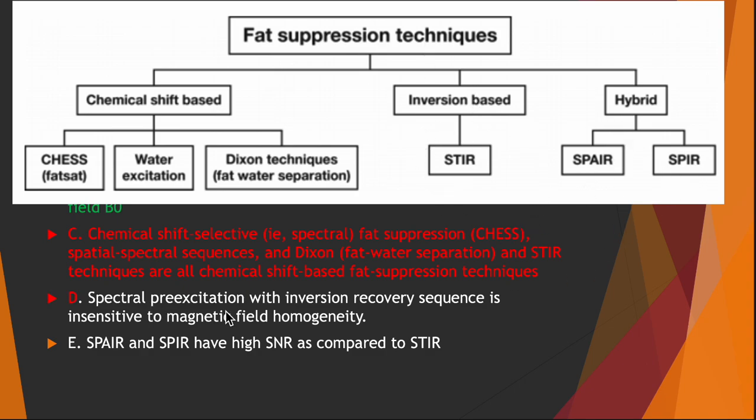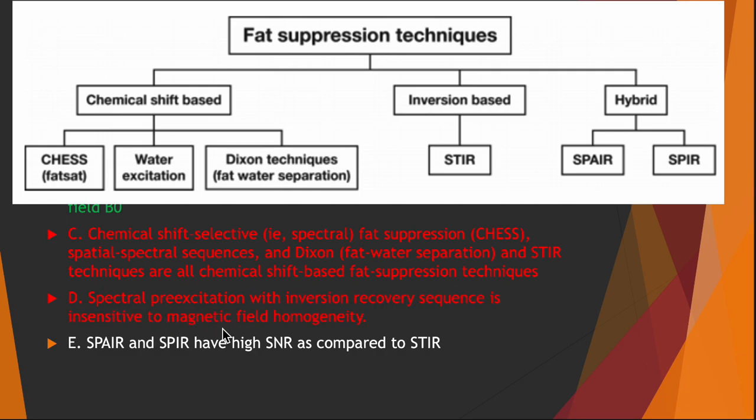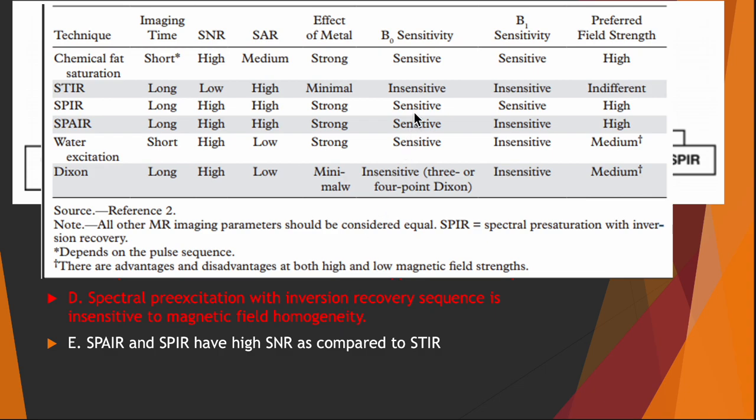Spectral pre-excitation with inversion recovery sequence is insensitive to magnetic field inhomogeneity. The answer is false. Actually, all these sequences except the STIR and the Dixon, that is the 3 or 4 point Dixon, are insensitive. Rest all the sequences, even the hybrid ones, are sensitive. So the answer is false. Most of the sequences are sensitive to magnetic field homogeneity.